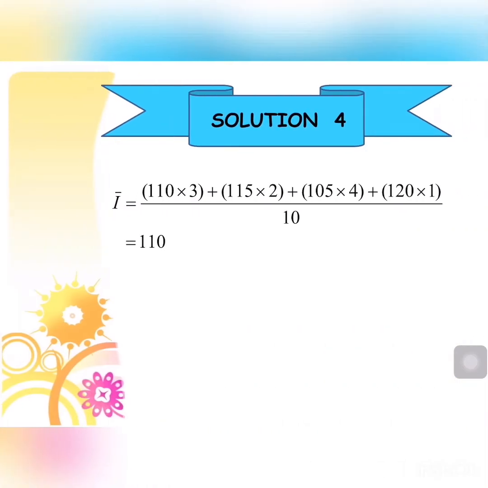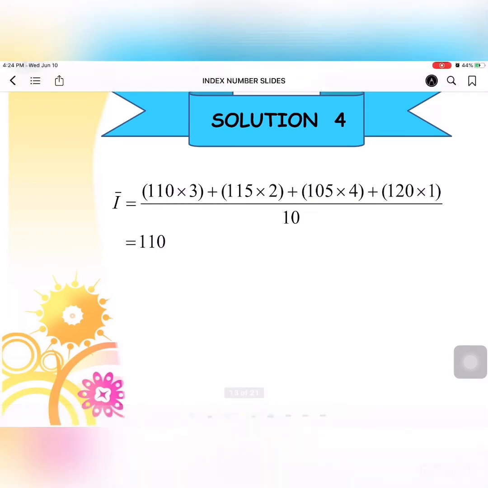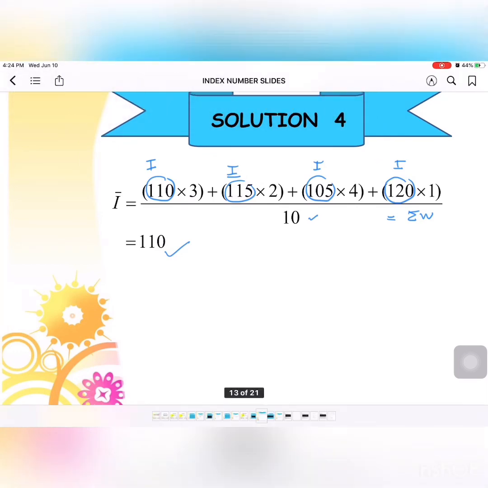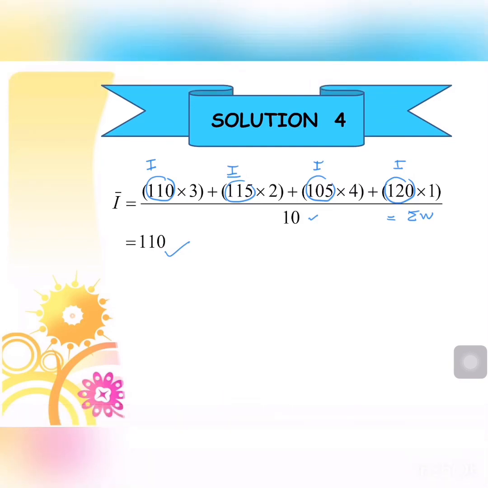Okay, so let's see the solution for question number 4. You have all the price indices. These are all the price indices for each fruit, and you multiply each with the weightage and divide by the sum of weightage. There you go. The composite index for all items. Easy, right? So that's solution 4.